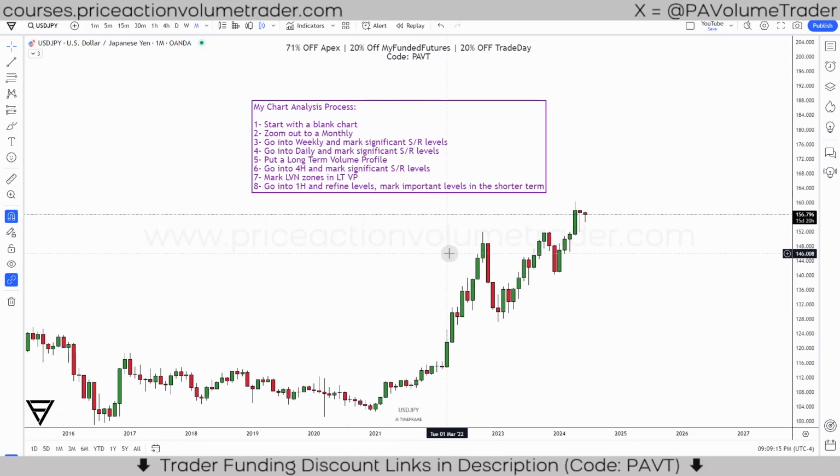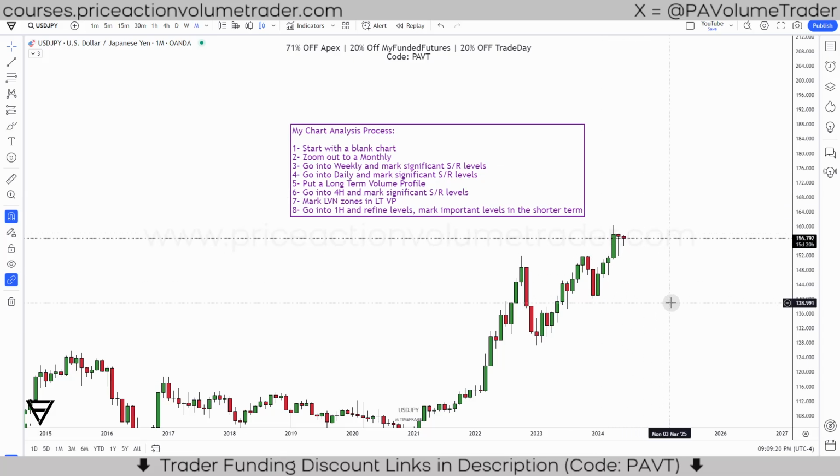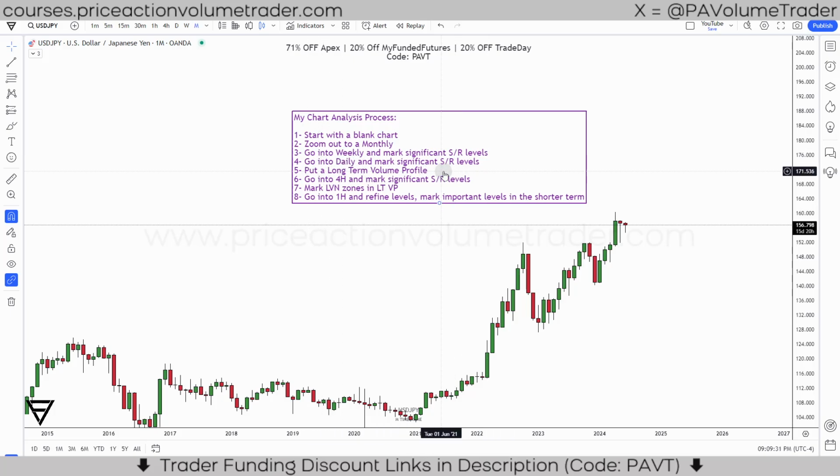Especially if we're near the end of the month or the beginning of a month, I'll definitely check it because I want to see how that monthly candle is going to look. Then I go into a weekly and mark any significant support resistance levels. I go into the daily and do the same thing, marking SR levels. Then I'll put a long-term volume profile from the daily chart that is going to show on the daily and the hourlies.